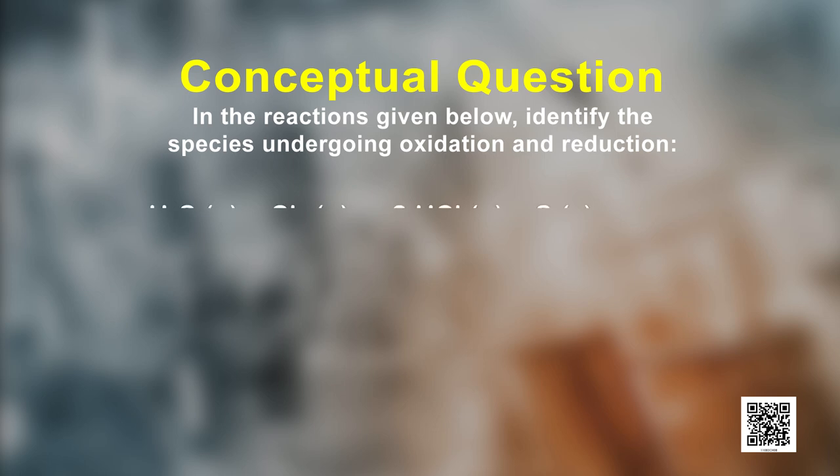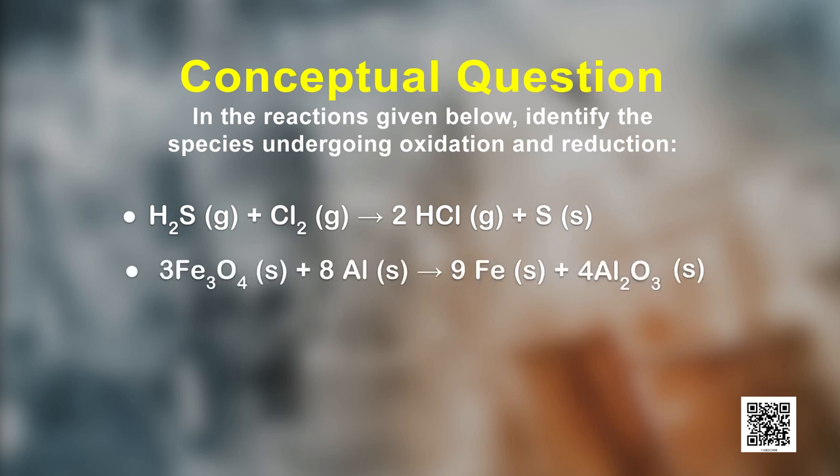See the first reaction. In this, hydrogen sulfide, that is H2S, is oxidized because a more electronegative element, chlorine, is added to hydrogen, or a more electropositive element, hydrogen, has been removed from sulfur. Whereas, chlorine is reduced due to addition of hydrogen to it. In the second reaction, aluminium is oxidized because oxygen is added to it. Iron 2-3 oxide, that is Fe3O4, is reduced because oxygen has been removed from it.